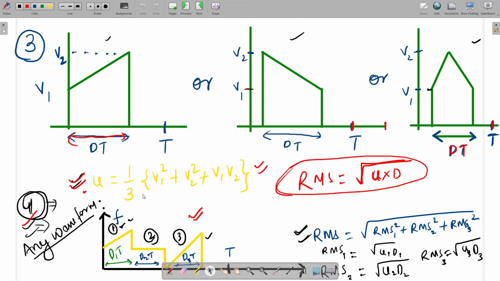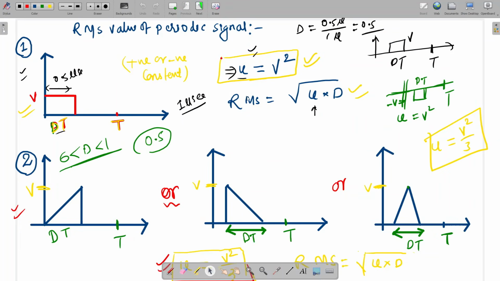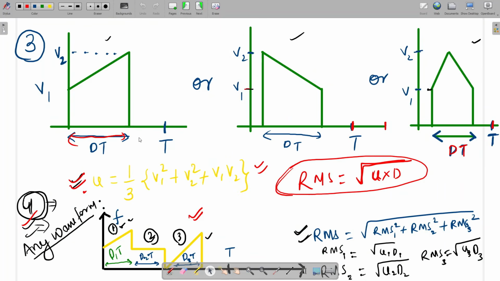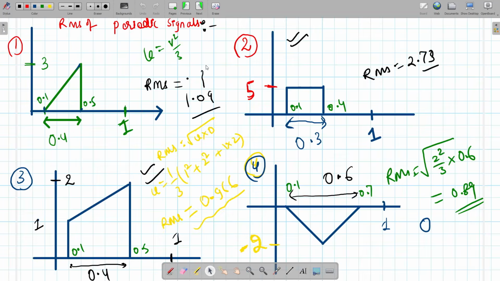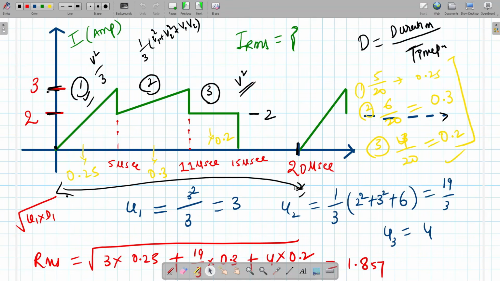Already I have written here. It was 1 by 3. So you should only remember these three things. The first one is V square, the second one is V square by 3, and the third one is this formula. So everyone is getting this answer, 1.857.